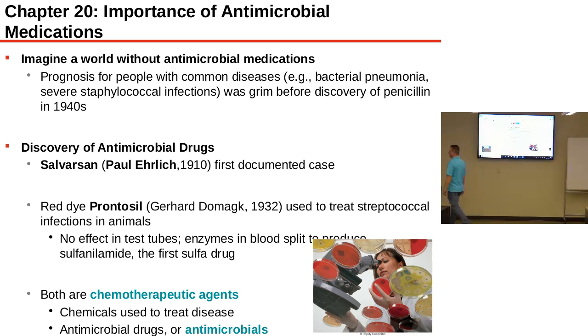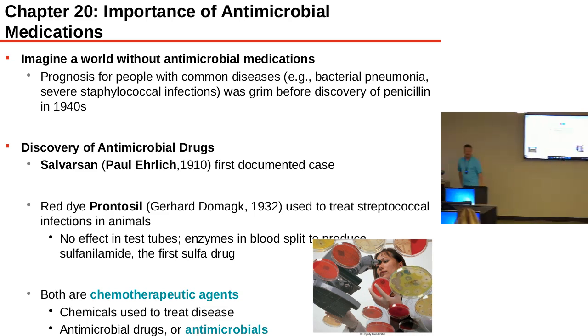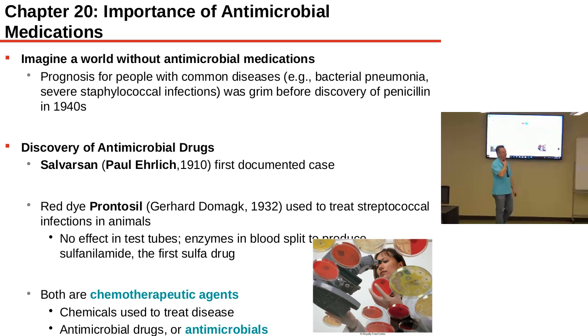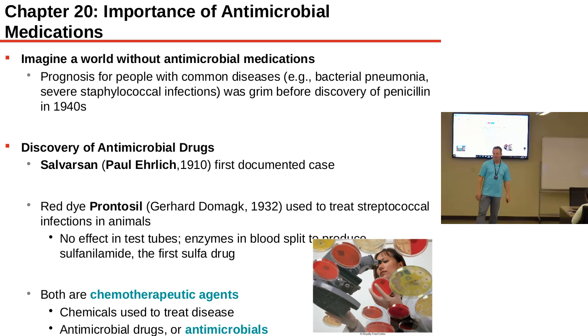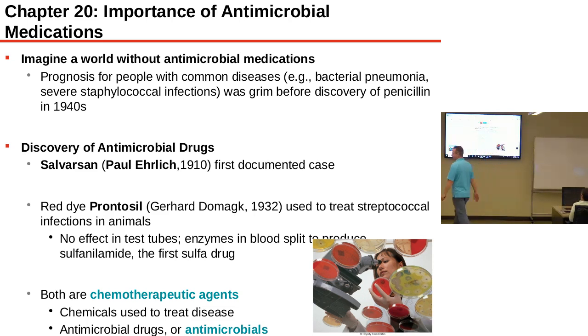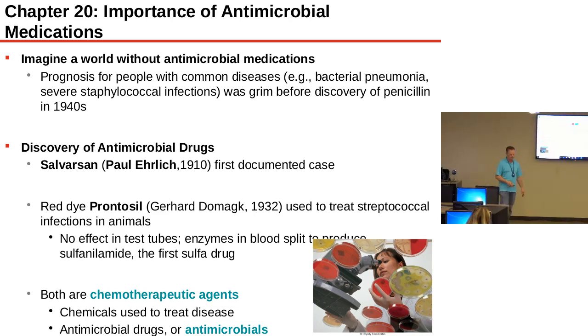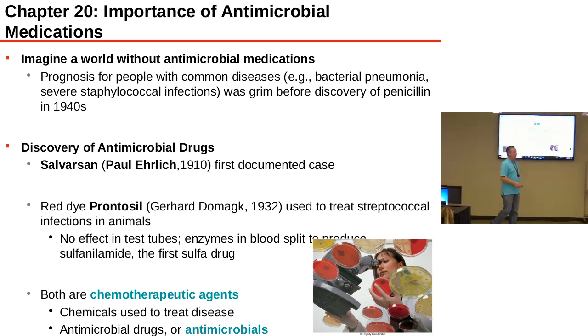So, discovery of antimicrobial drugs: Salvarsan was the original. It was built by a man named Paul Ehrlich in 1910. This was the first documented case, but he really wasn't after an antimicrobial. It was just an accidental find. The next one, Prontosil, Gerhard Domagk discovered this one while trying to treat streptococcal infections in rodents.